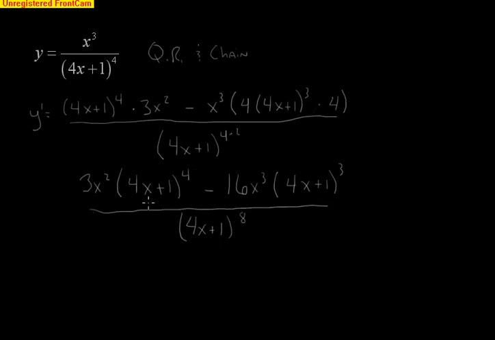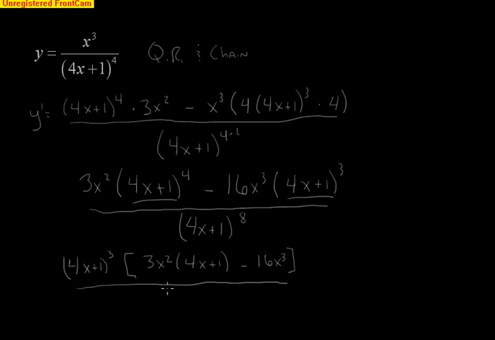Now, in order to simplify this, because of the subtraction here, we need to factor out a quantity of 4x plus 1, and we're going to factor out the cubic because that's the lowest degree. So when we take that out, we're going to have 4x plus 1 cubed, and we have left over 3x squared times 4x plus 1 minus 16x cubed. And that's all over, again, the bottom, which was 4x plus 1 to the 8th. So now we're able to cancel. The cube term is gone, and this comes down now to a 5.